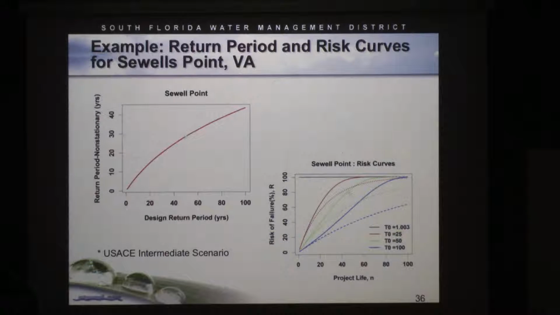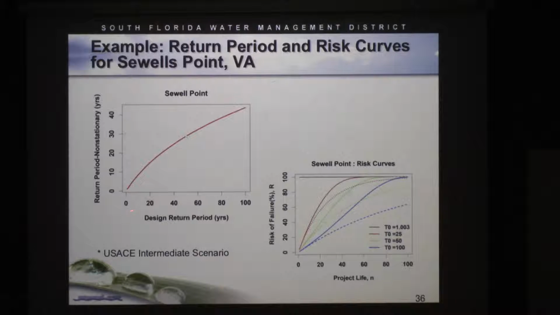So this is the final result, basically. This is the thing that the engineers, who may not understand the statistics, will understand. This is what I call a return level curve. This is for the Sewells Point tide gauge in Virginia.